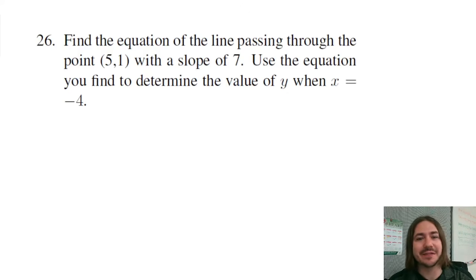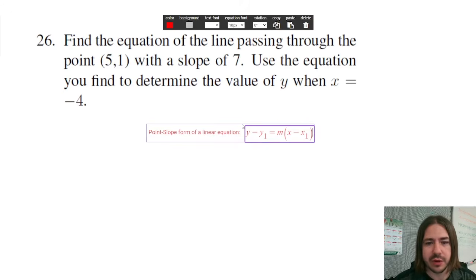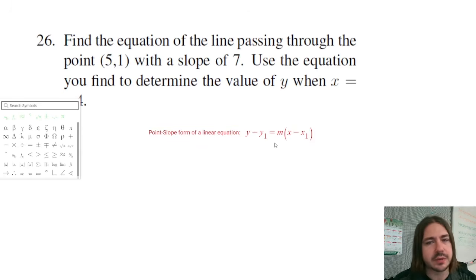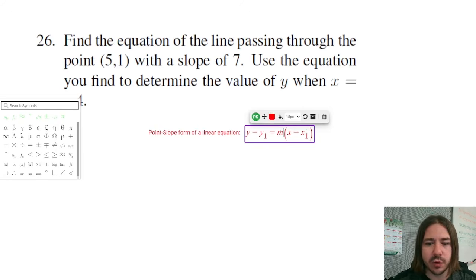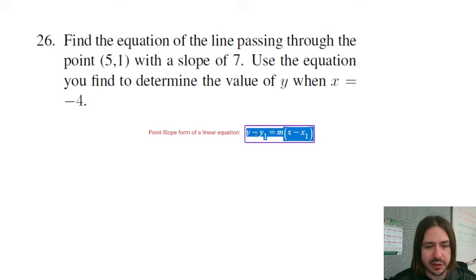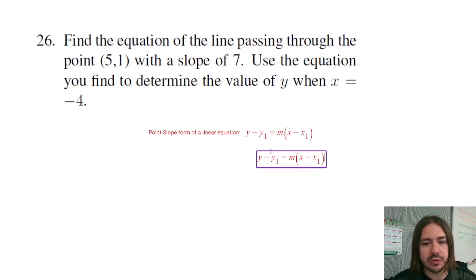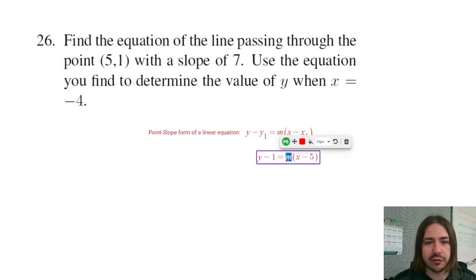Number 26 says find the equation of the line passing through the point 5, 1 with a slope of 7. Use the equation you find to determine the value of y when x equals -4. So to answer this, we need to use the point slope form of a linear equation, which is right here. y minus y1 equals m times x minus x1, where m is the slope and x1, y1 is some point on the line. So in this problem, the point that we're going to use is 5, 1. So I'm going to replace x1 with 5 and y1 with 1. And then the slope is 7.